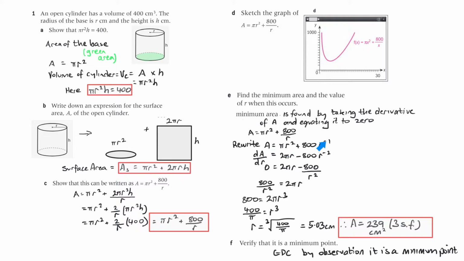We want to use the indice form. So we've got pi r squared plus 800 times r to the minus 1. The derivative is 2 pi r minus 800 r to the minus 2. And that resolves into r equals 5.03. Now, when r equals 5.03, we put it back into this one here, and we get 239 centimetres squared. Verify that it is a minimum point. We'll use the GDC, and by observation, it's a minimum.